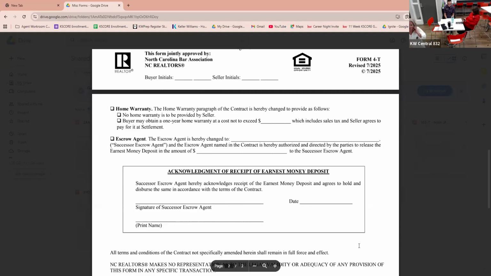Escrow agent. This is if the escrow agent changes from what was on the original contract, because maybe you put Ashley Carter on there and then she doesn't do closings on Fridays. So you had to change it to somewhere else, and that money goes there. This would be that place. This is also the place that, should you negotiate any additional earnest money, even if there wasn't initial earnest money, this is where the escrow agent would sign receipt of that.